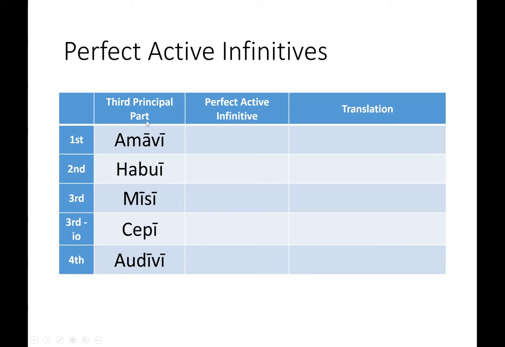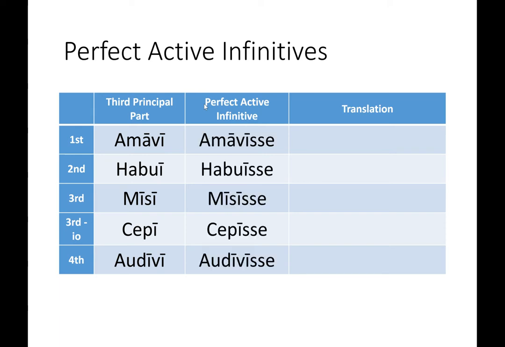So for each of these, you would have to figure out how to make the stem, which would be by cutting off the I's, okay? And then you're going to create the infinitive using the rules from the previous slide, which is basically just adding isse onto them. So you're going to end up with amavisse, habuisse, misisse, cepisse, and audivisse.